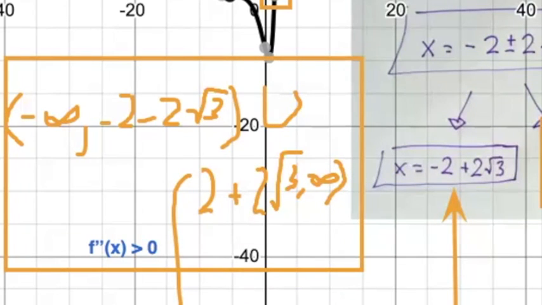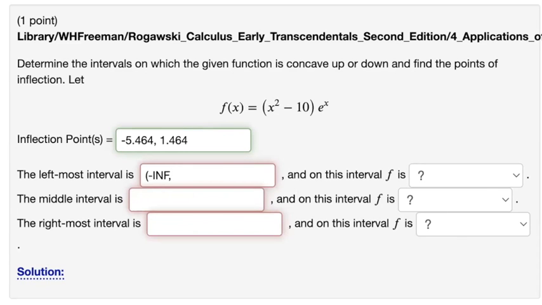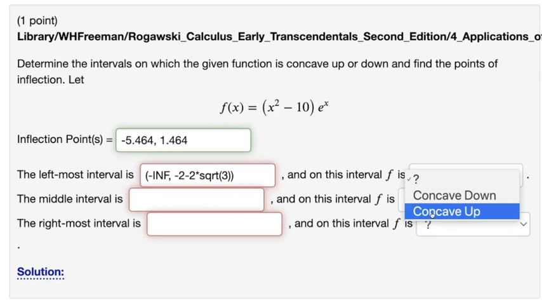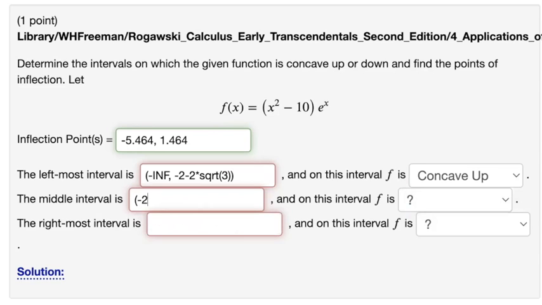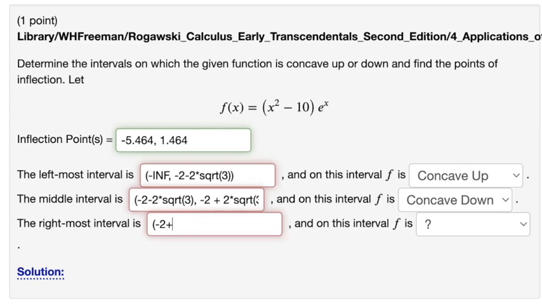And let's confirm that by typing it in. The leftmost interval is -infinity to -2 minus 2 times the square root of 3, and on this interval, f is concave up. The middle interval is -2 minus 2 times the square root of 3 to -2 plus 2 times the square root of 3, and on this interval, f is concave down. And finally, I have -2 plus 2 times the square root of 3 to positive infinity, and on this interval, f is concave up.